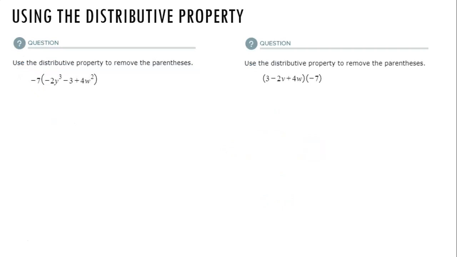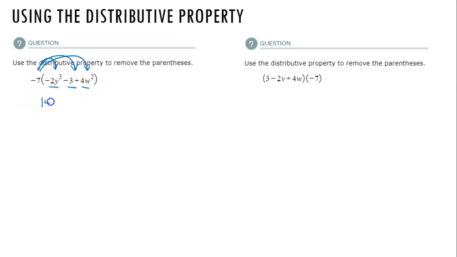I can do this with larger types. I can distribute everything that's in the parentheses. There's three terms in here, negative 2y to the third minus 3 plus 4w squared. None of those are alike, so I can't combine them. The only thing I can do is distribute that negative 7.